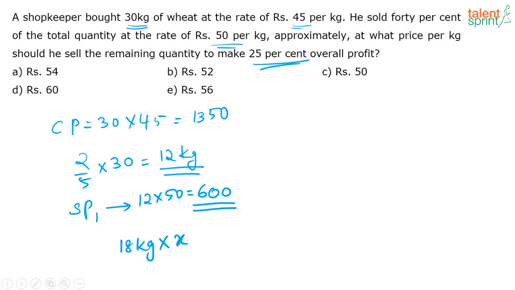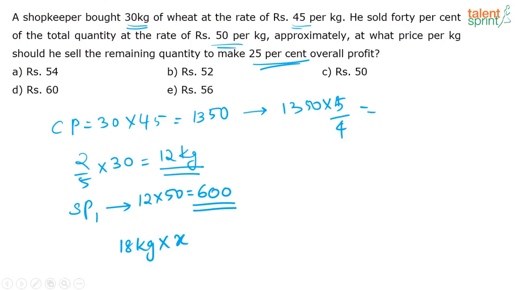See, this cost price, into 1350 into 125 by 100, correct? That is nothing but 5 by 4. So this is his actual selling price. This is the price at which he has sold the full stuff for. So if this has to be the final selling price, what should be the price per kg of this 18 kgs?